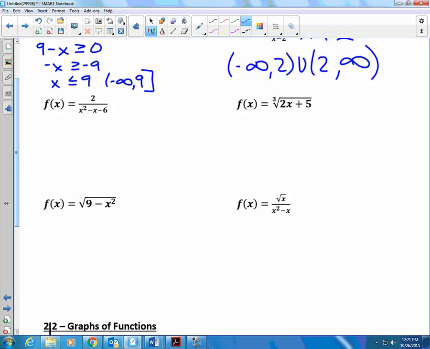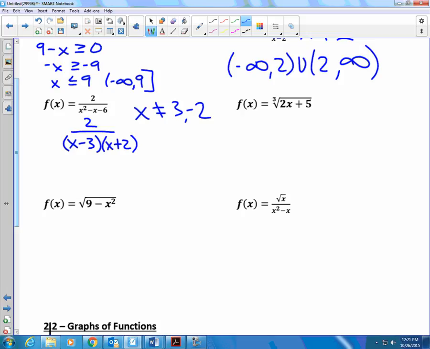One of these is not like the other. There's two, right? So you have to factor the bottom: x minus 3, x plus 2. So what are the two numbers that x cannot be? Yeah, 3 and negative 2.